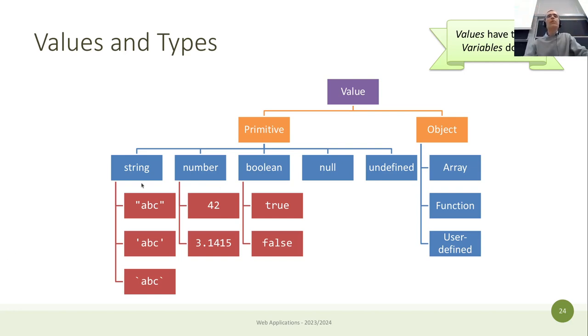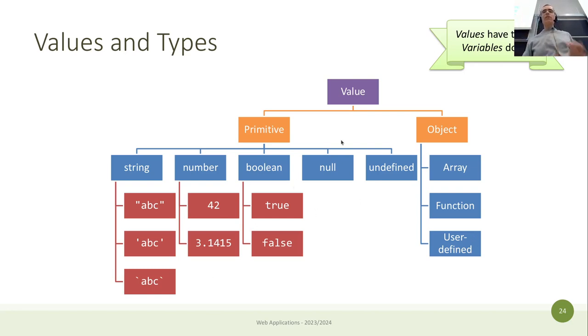There are five primitive values. Let's say the number, easiest. String, there's not a single character, there's a string. Boolean, and these two special values, null and undefined. We'll talk more about them later. And then there are complex values, which are objects. It means they are basically a reference to something in the memory that represents this object. And there are three types of objects. There are arrays, as the ones we already saw, functions, and user-defined objects, so objects that we define by ourselves. We specify the properties, etc.